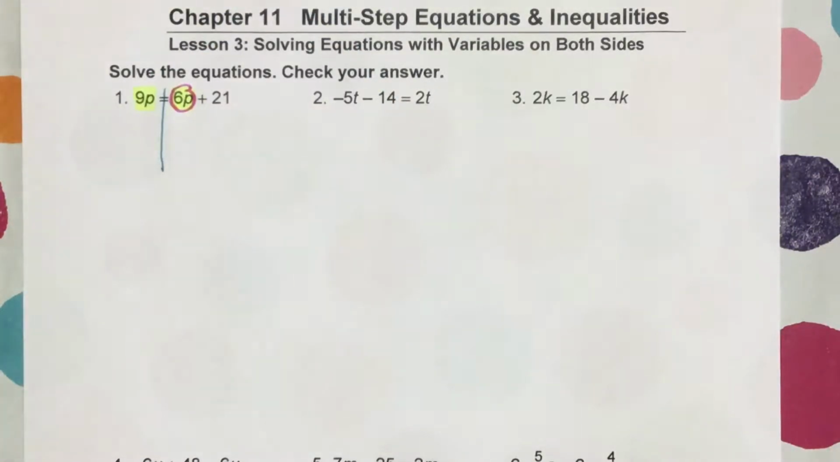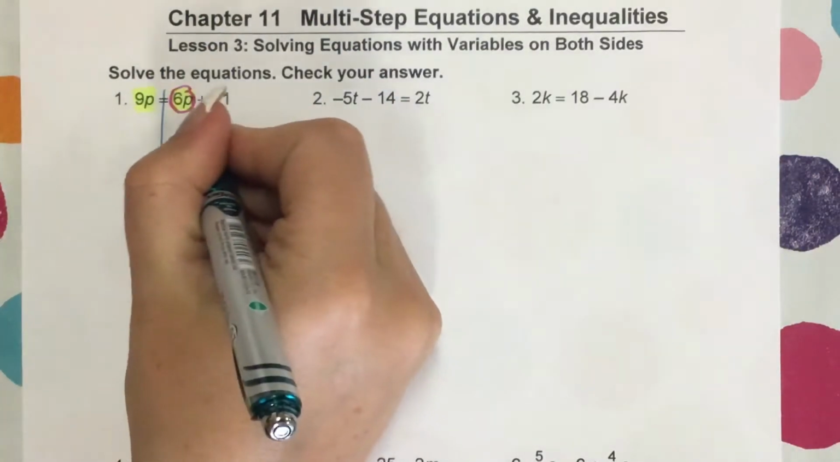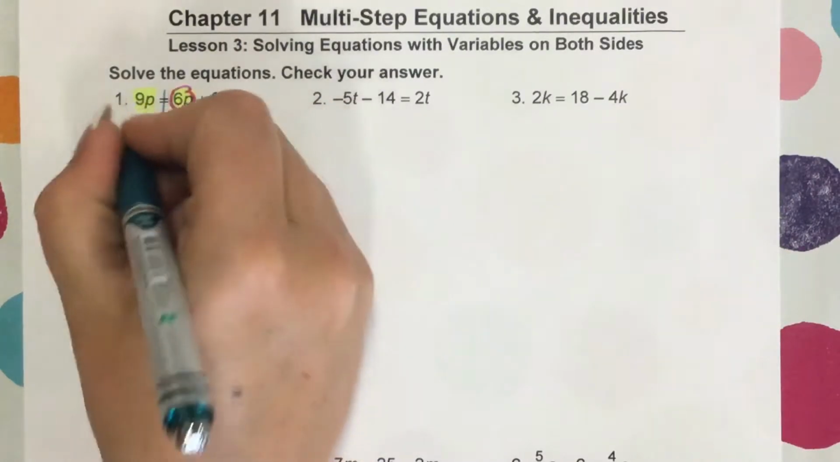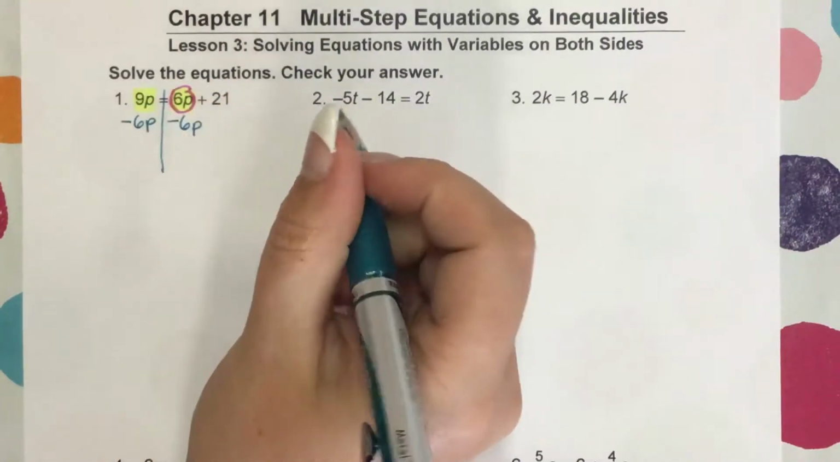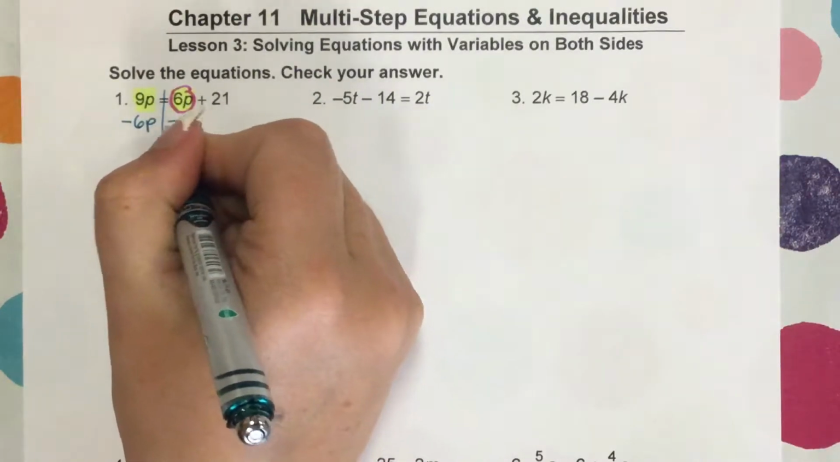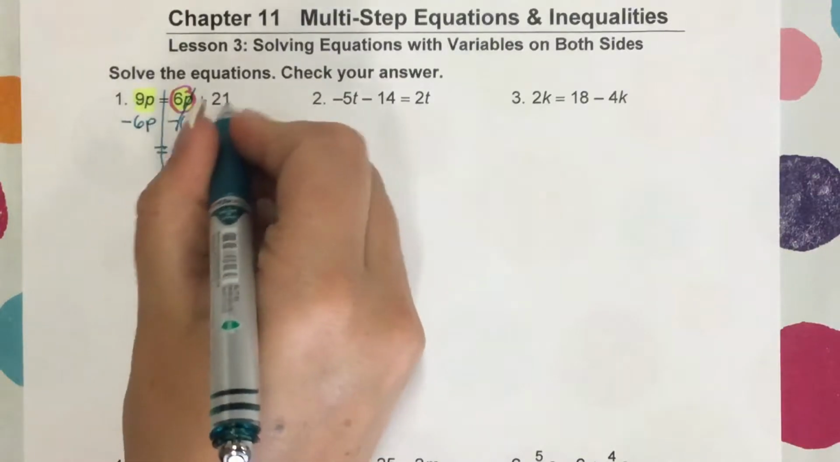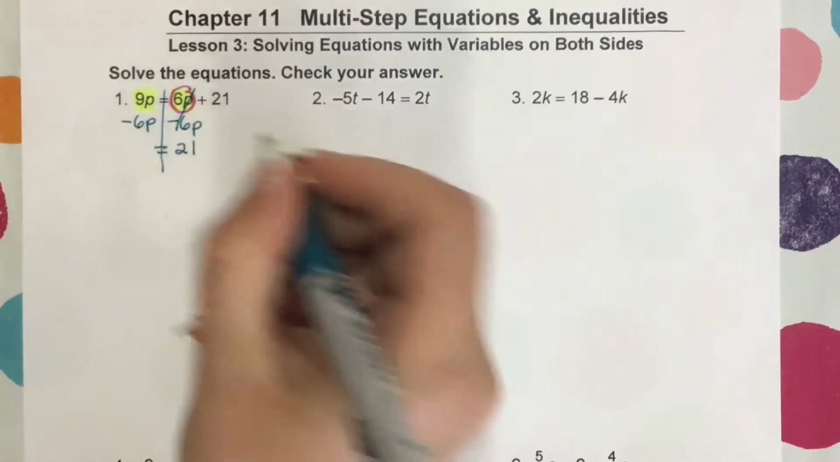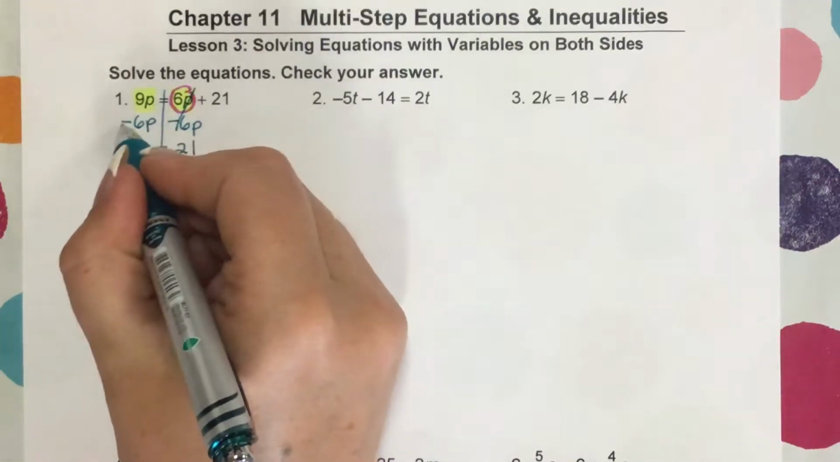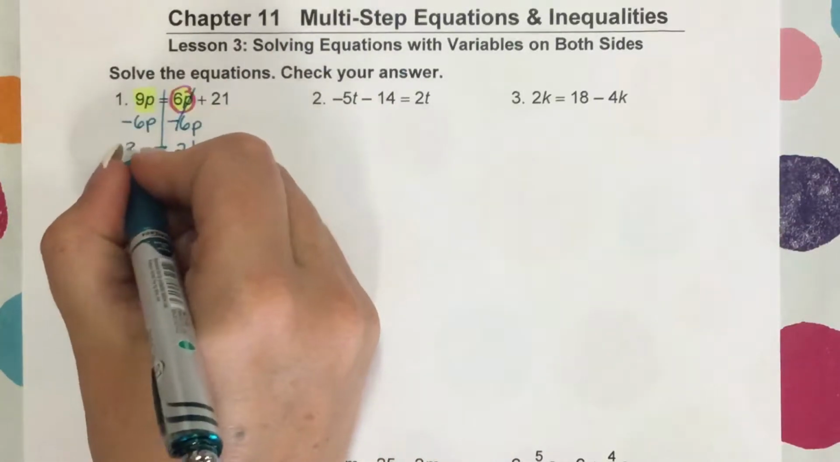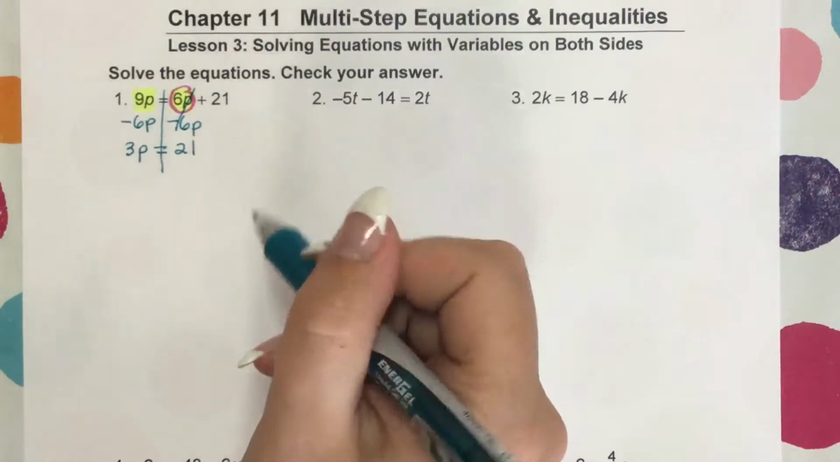So we have to use our inverse operations. This is a positive 6p, so the inverse of a 6p would be negative 6p to both sides. A positive 6p minus 6p cancels out and becomes 0. So all we're left with on this side of the equation is 21. Then we're doing 9p minus 6p, and that's really the same thing as 9 minus 6, which is 3, and then you just put a p on the end of it.